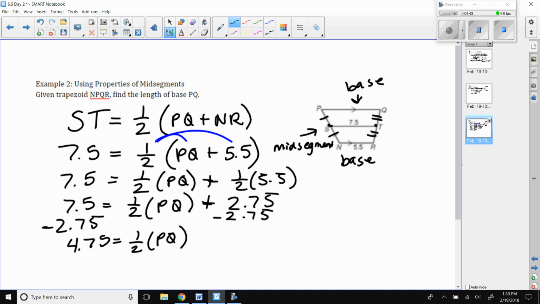Okay, to get rid of 1/2 here, I need to multiply by the reciprocal, which is going to be 2/1. And you've got to do what you do to one side, you need to do to the other. So you want to multiply by 2/1, which is just 2, which means that that will cancel out these here. 2 times 4.75 gives me 9.5 equal to PQ. Okay, this one was much harder to do. Okay, so please let me know if you have any questions.